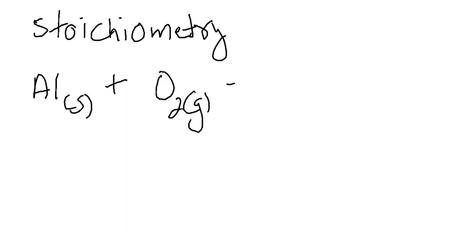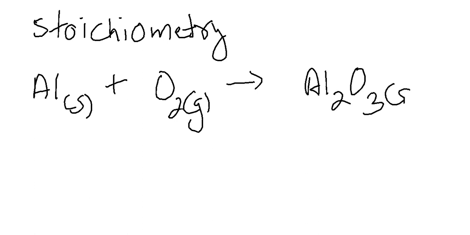reacting with oxygen gas, that is, to give us aluminum oxide. We can do stoichiometry on this. Before we carry out this reaction in the lab, we need to know how many grams of aluminum or how many grams of oxygen to take so that they can react together in the right amounts.